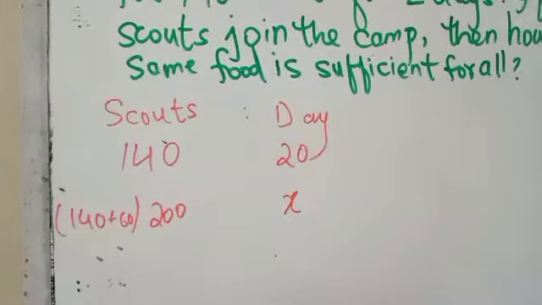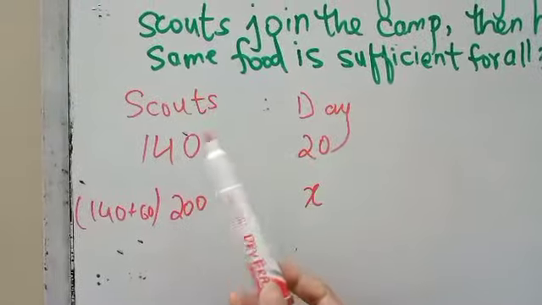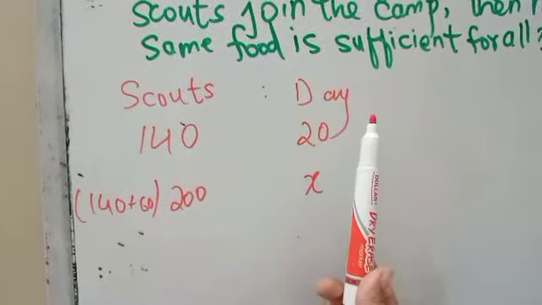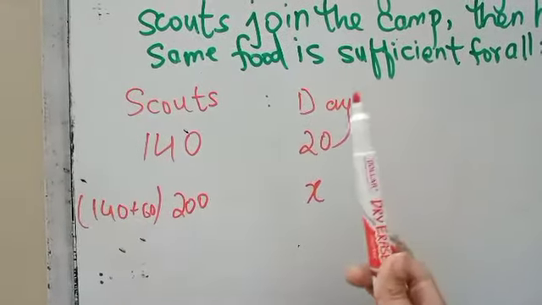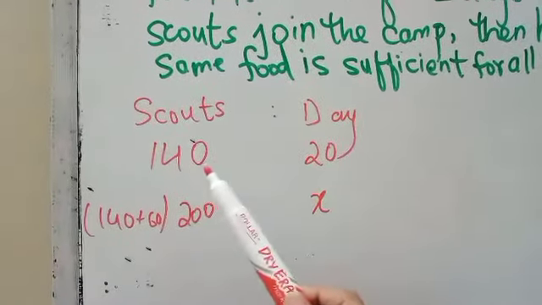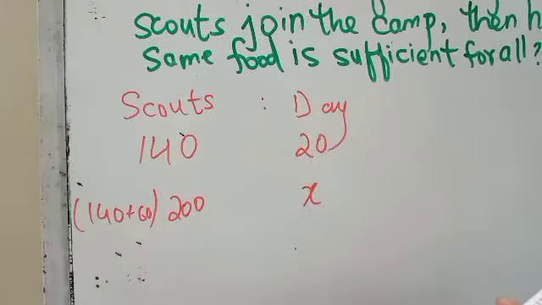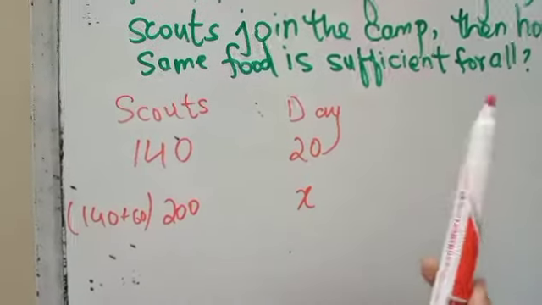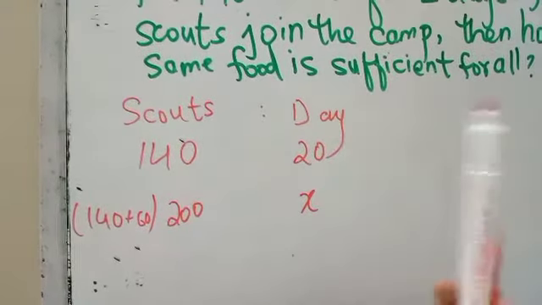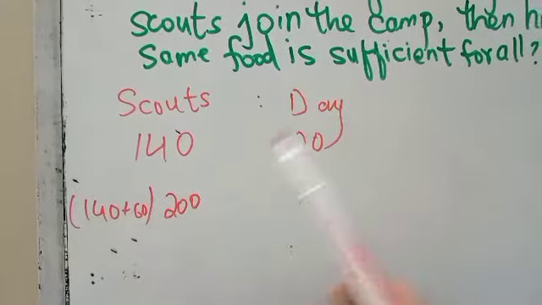Now we have to check whether this is direct proportion or inverse proportion. Let's look back. 140 scouts will eat food for 20 days. Now the same food, they have not increased the food. They are saying the same quantity of food which was for 140 scouts is now for 200 people as well. So how many days will the food last? Definitely fewer days. It will be sufficient for fewer days than 20 days. Now it will not last till 20 days. It will last fewer days.